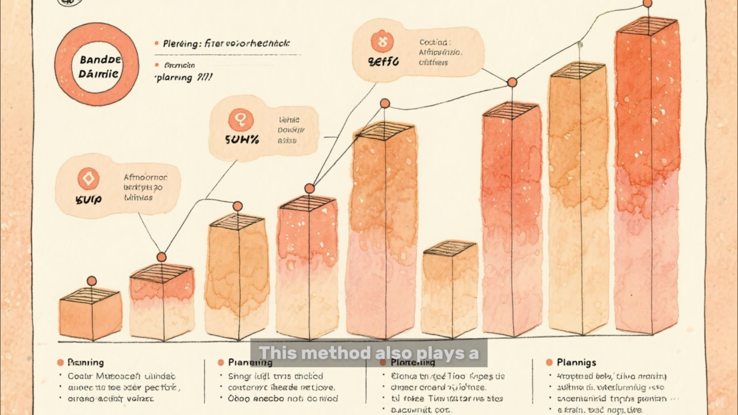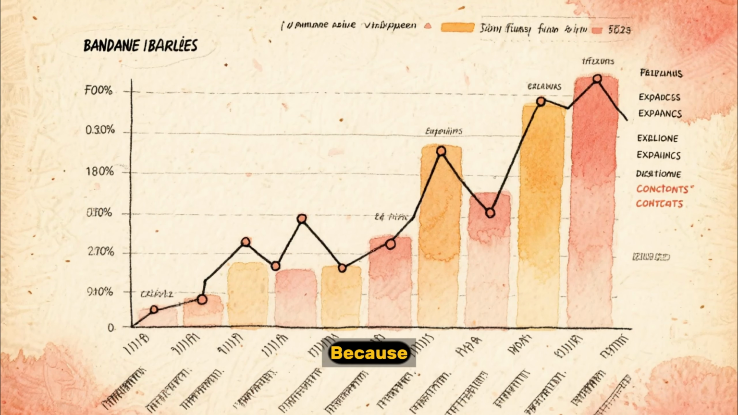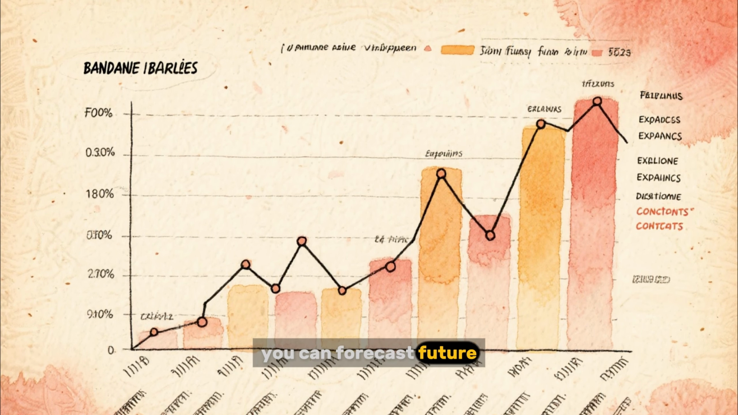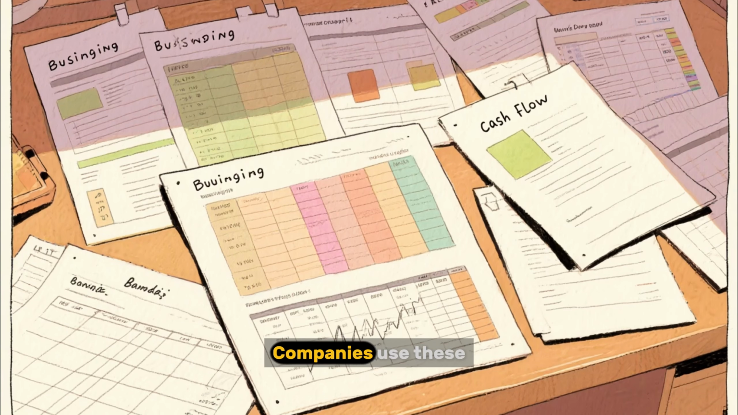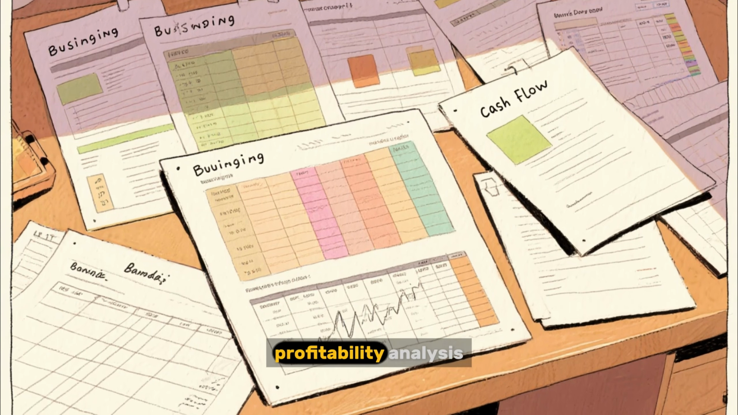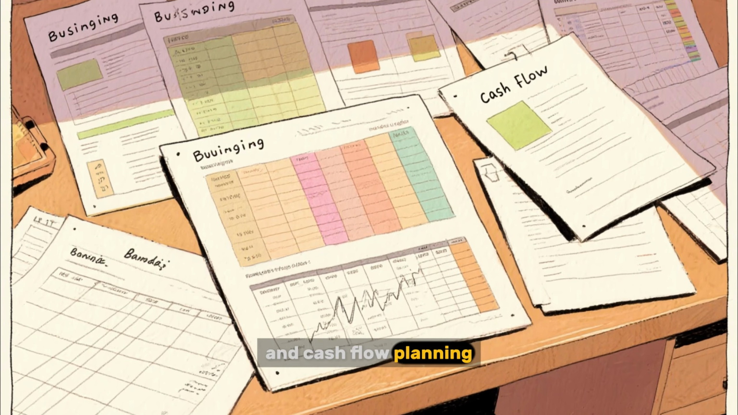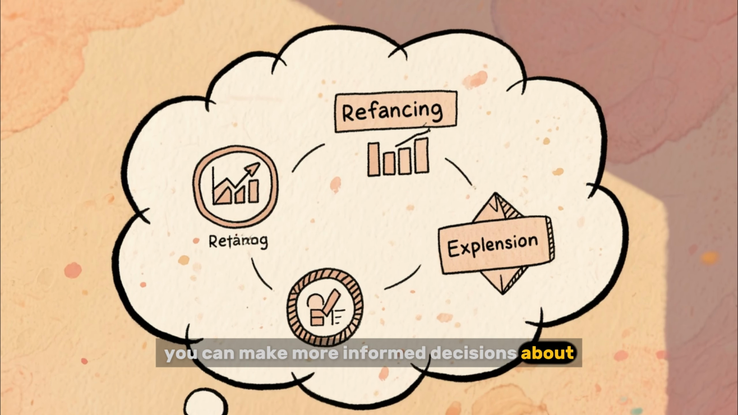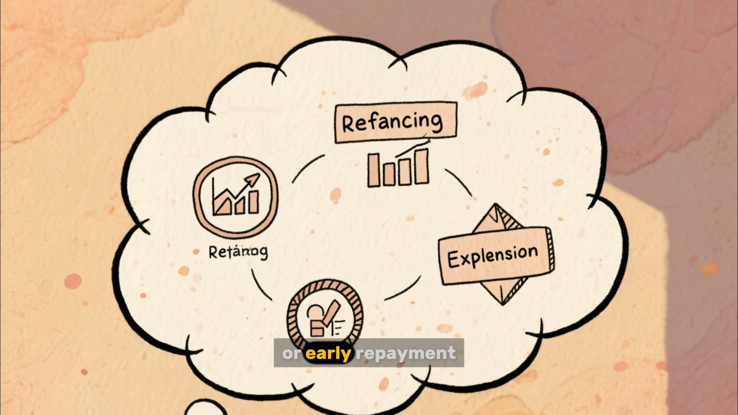This method also plays a vital role in financial planning. Because you can see your declining interest cost each period, you can forecast future expenses more accurately. Companies use these schedules for budgeting, profitability analysis, and cash flow planning. When your interest expense is predictable, you can make more informed decisions about refinancing, expansion, or early repayment.